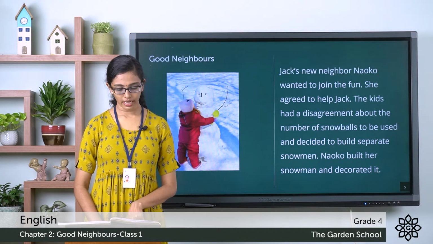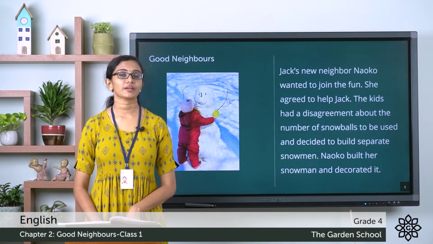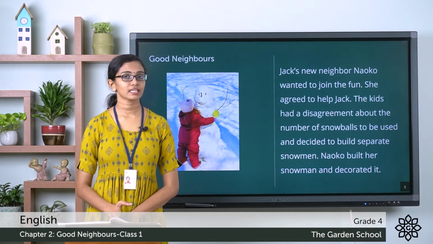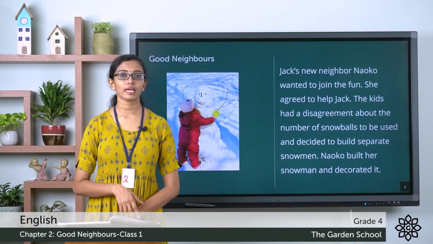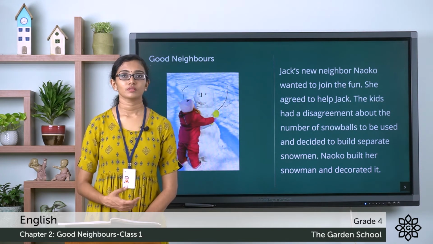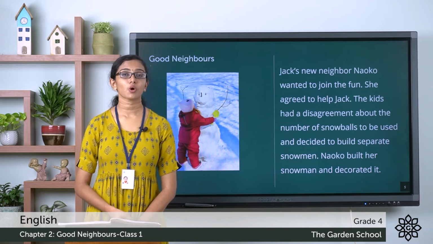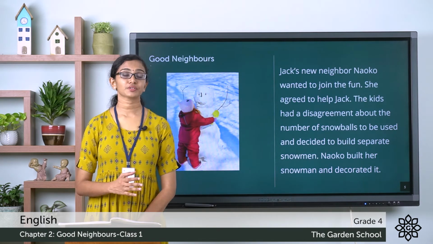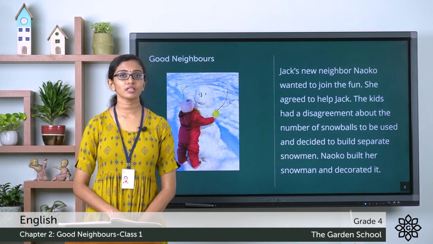One is for the body and one is for the head, Nako said. See, you've already seen that Nako is Jack's new neighbor. She might have moved into the neighborhood from the UK, so she might have seen only snowmen with 2 snowballs. So when Jack said he needs 3 snowballs to make the snowman, Nako might have got really confused.